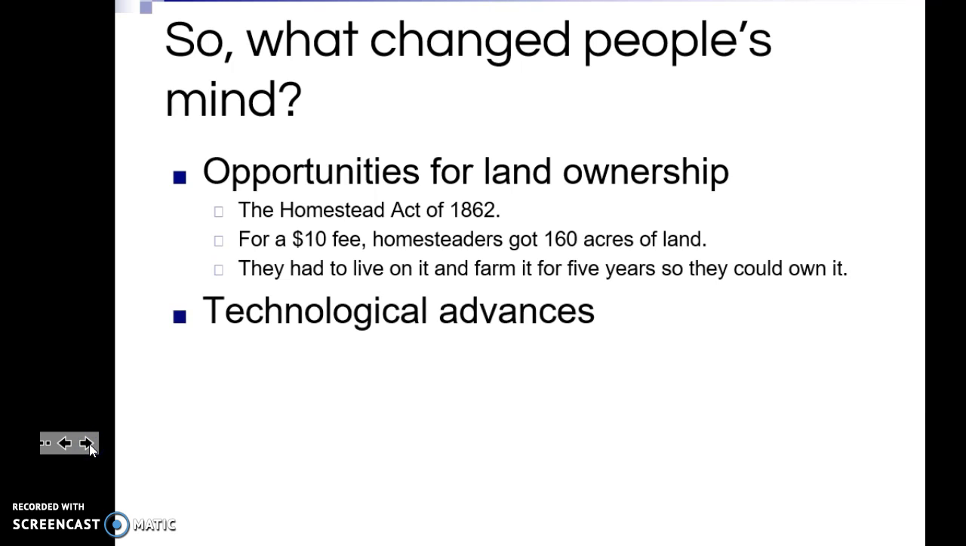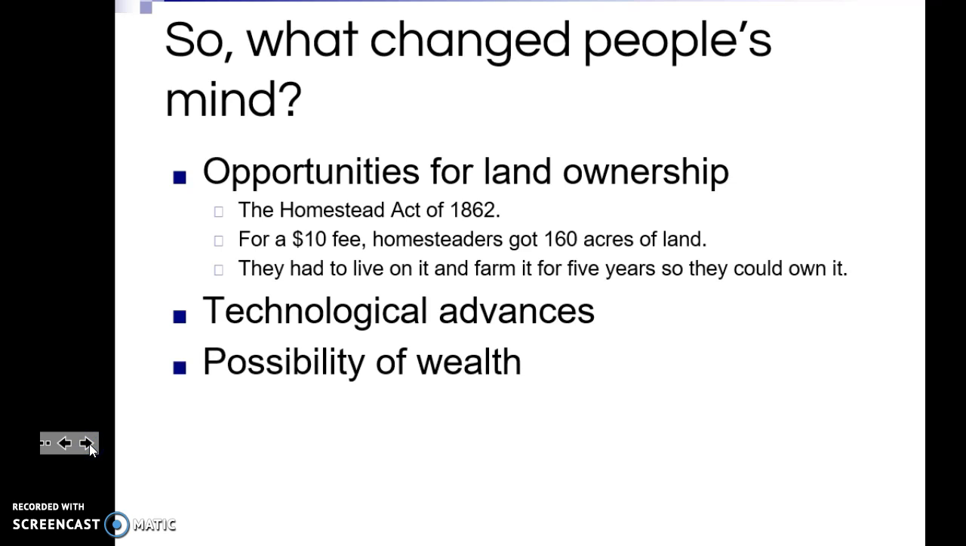Then you have technological advances. Technology is any type of tool or method that's used to make your life better. For instance, a car replaced a horse. An iPhone replaced a regular cell phone. An air conditioner replaced a fan. Anything that's an item or some type of action that's created or used to make your life better or easier is considered technology.